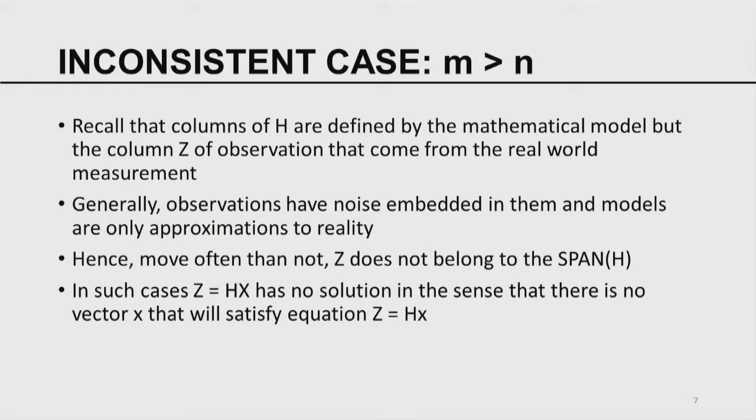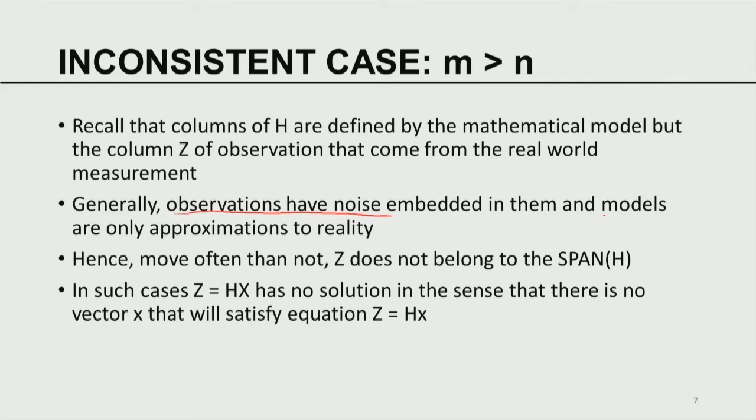Recall that the columns of H are defined by the mathematical model. The columns of H come from the basic physics equation, but z is a column of observations that come from real-world measurements. The mathematical model describes the real world, but the reality is given by observation. Generally, observations also have noise embedded in them. They are corrupted by noise.